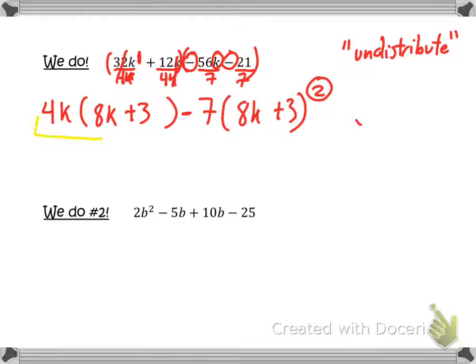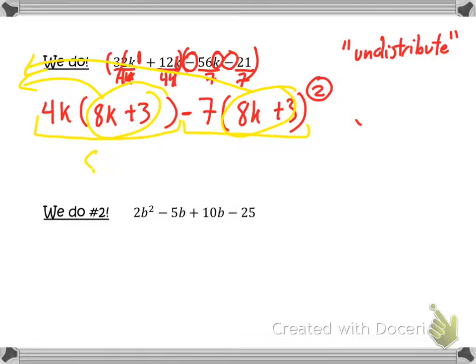Think about it. If you're doing this and you're waiting for the answer, think about it. Look at both of these. What do they both share? If you said 8k plus 3, you are correct. They both have an 8k plus 3, so I'm going to undistribute it, aka factor it out. I regret choosing yellow. Let's choose a different color. Let's do this one. Let's factor out 8k plus 3.